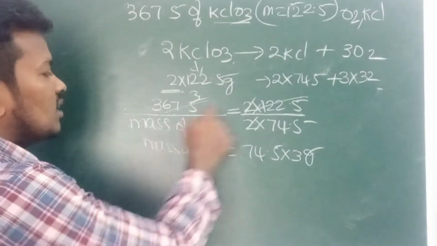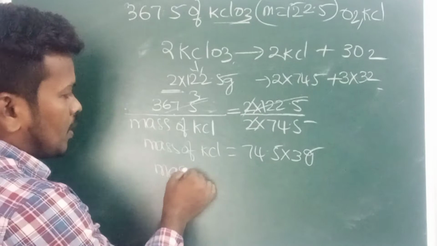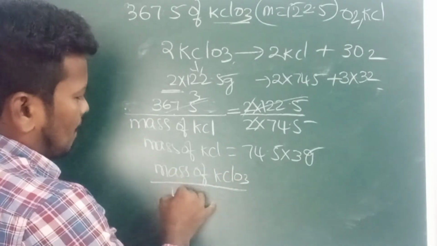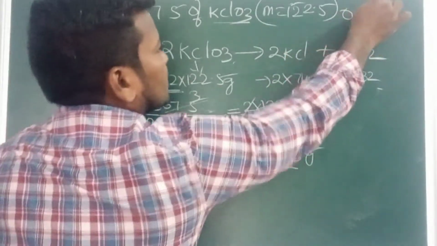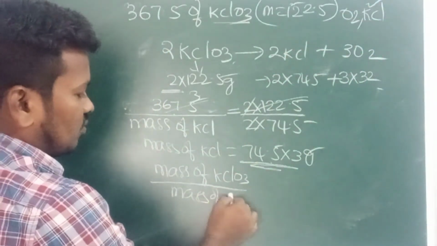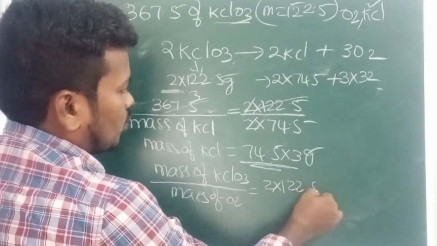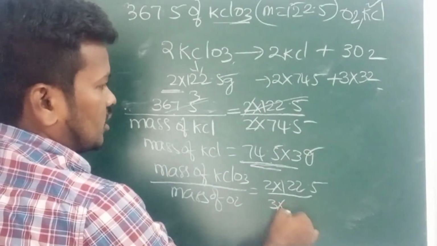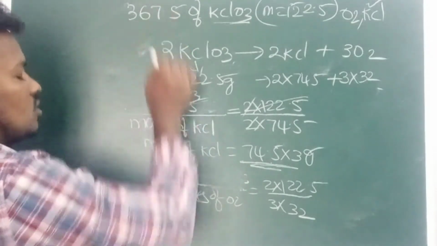Now what we have to do? The mass of O2 we want, right? So the direct equation: mass of KClO3 upon the mass of O2, already we got this equation. So KCl is done. For the mass of O2, KClO3 how much? 2 into 122.5 upon the mass of oxygen how much? 3 into 32. But I know the mass of KClO3. How much is the mass of KClO3?